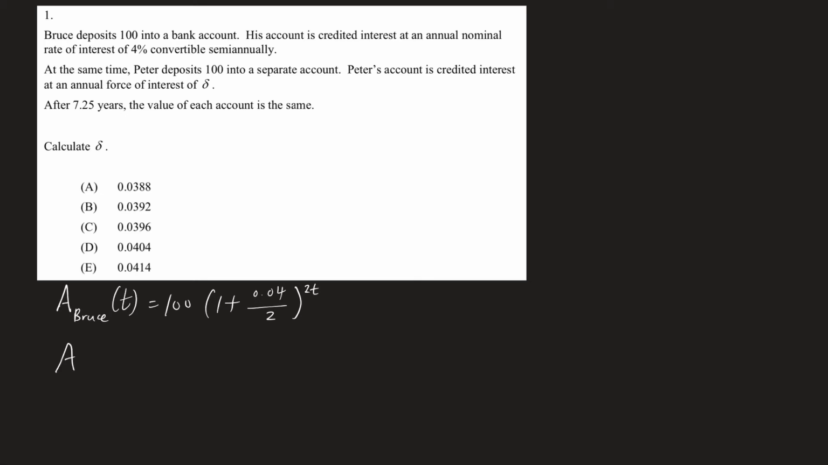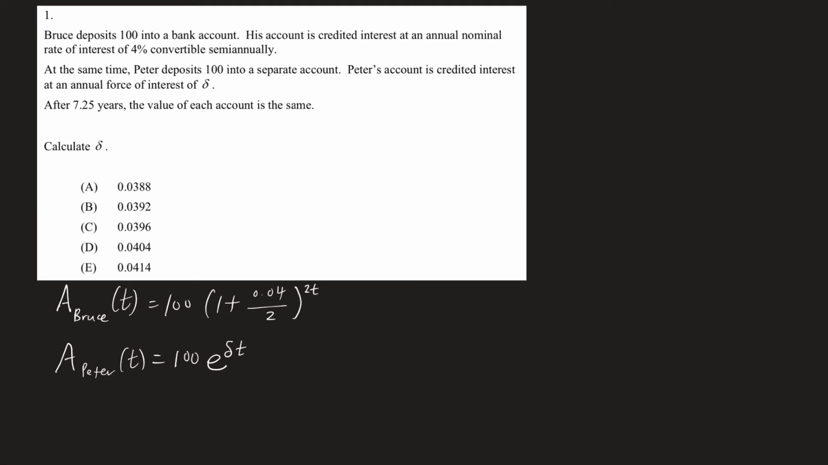So the amount in Peter's account at time t is equal to what he starts out with. And it says he's credited interest at an annual force of interest of delta. And since this delta is assumed to be constant, we have this simplified function as such, e to the power of delta t. And now, after 7.25 years, the value of each account is the same.